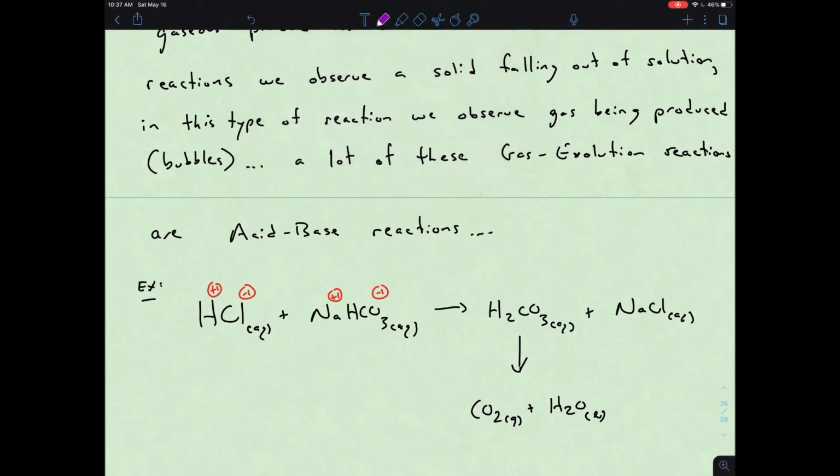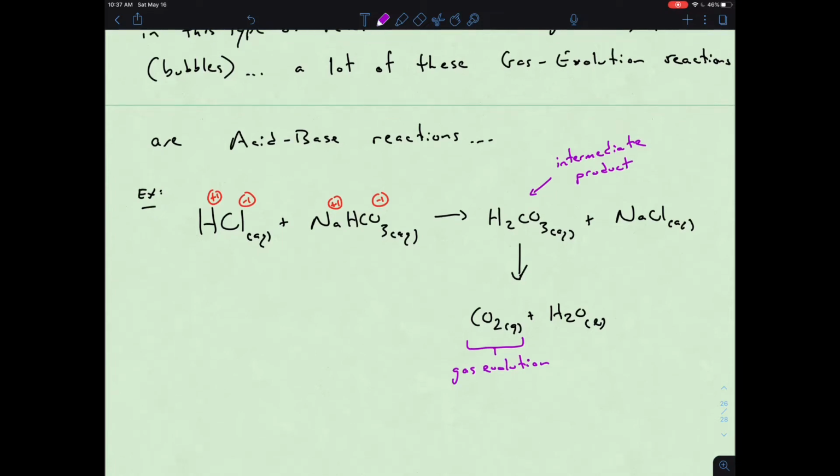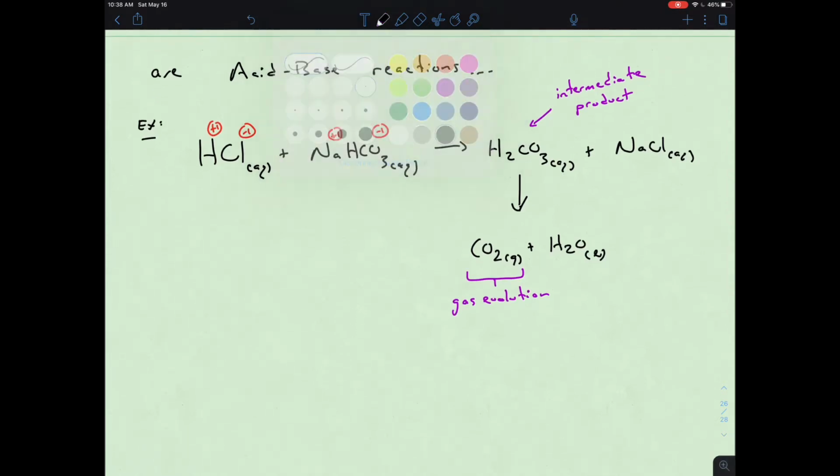So we would call this really an intermediate product, right? It's not the final product, it's an intermediate product. And here is our gas evolution. So the carbonic acid just naturally degrades into CO2 and H2O. There's a couple of these that do the same, similar processes.